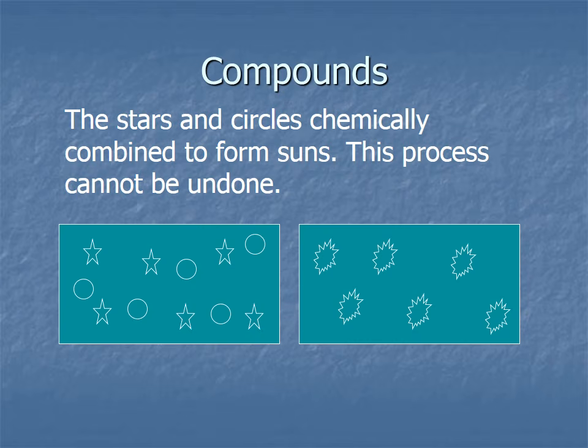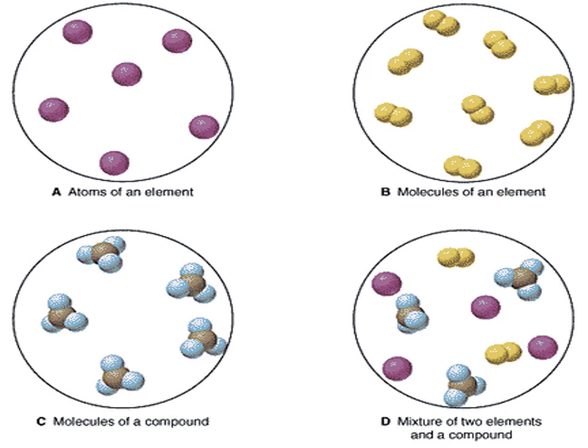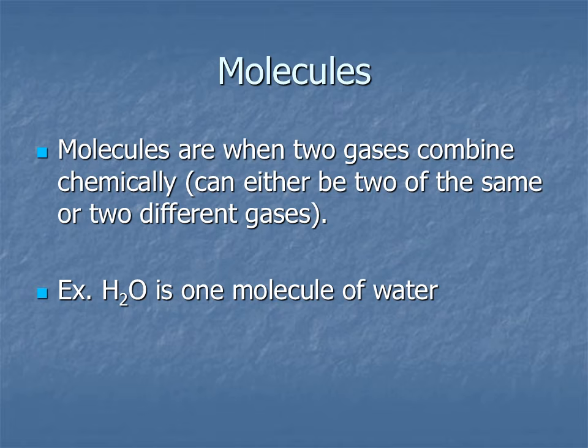Okay, so here's an example of a compound. We have stars and circles on the left, and then they chemically combine to form these suns. That process cannot be undone. You cannot undo the suns on the right back into circles and stars. Okay, so we are going to look at C right now, looking at molecules of a compound. So you can see that there's two different colors there. That is two different elements chemically combined. They are stuck together. You cannot unstick them.